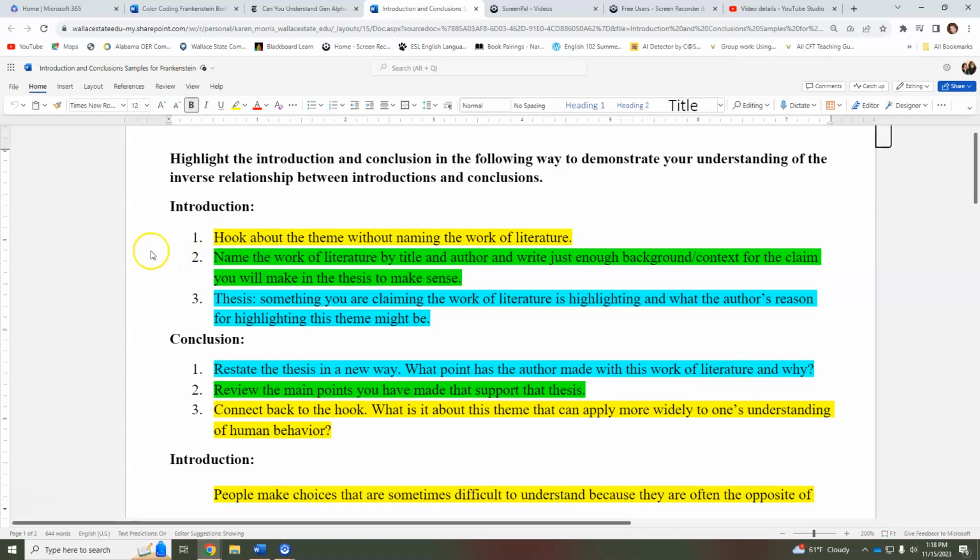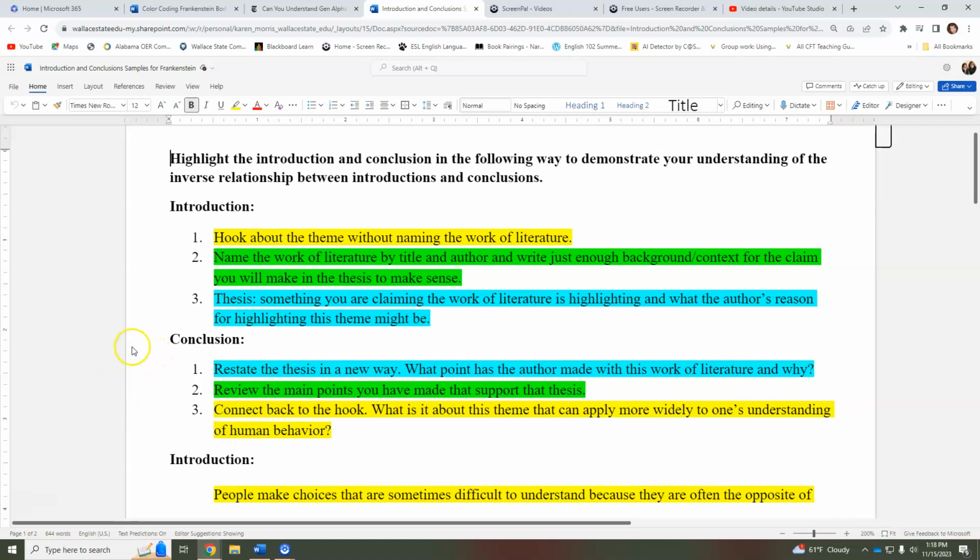So you'll notice that an introduction starts broadly and gets to a specific thesis, and the conclusion starts with the specific thesis and goes out broadly. So I think of the introduction as an upside down triangle that starts broadly, gets to the main point, the point of the upside down triangle. The conclusion is a right side up triangle with the point here and then getting broader and broader.